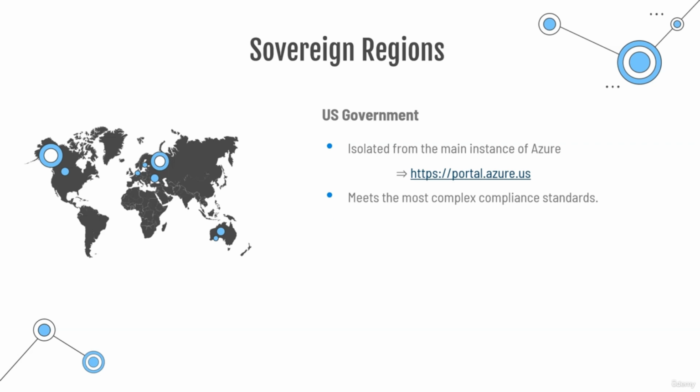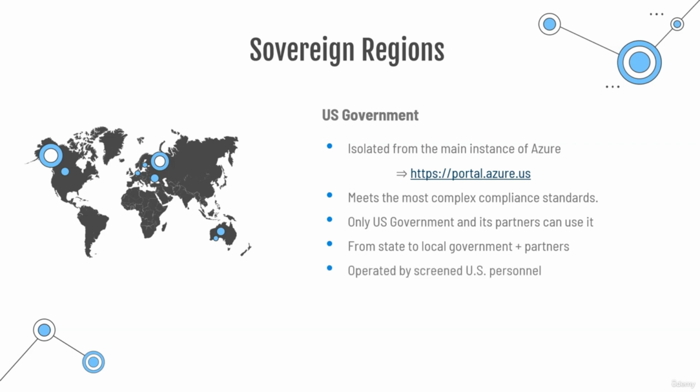These can only be used by US government and also their partners, so official partners of the US government. It is applicable and usable both on a state level and on a local government level, including their official partners and contractors. Also, this is only operated by screened US personnel, and additional compliance certificates are necessary there. This is the US government.